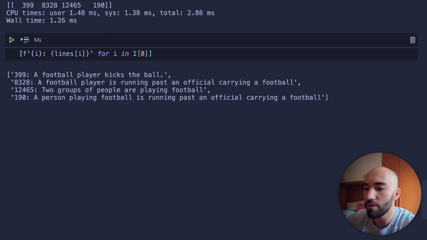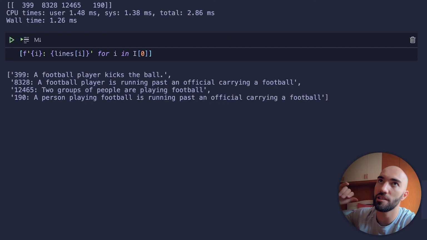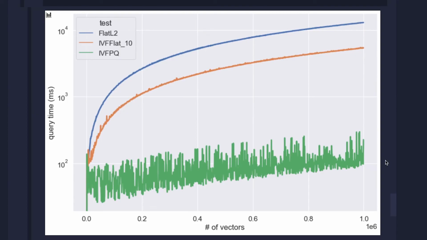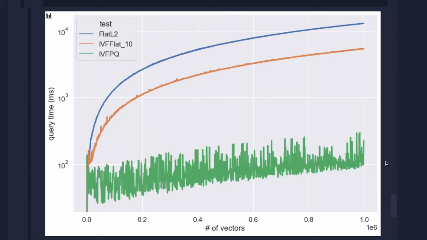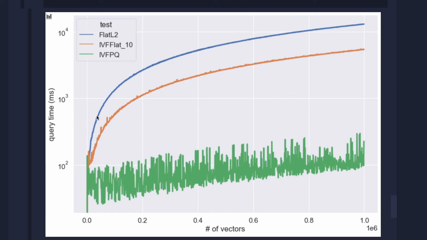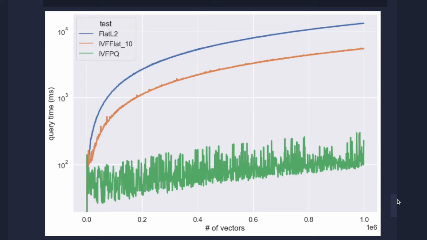Let's compare this to our previous two other methods, as we did before, with the graphs. So here is that final one. We have IVFPQ along the bottom. Yeah, it's a lot faster, right? And then we have IVF flat with an nprobe value of 10, much faster than L2, but still not quite as fast as PQ. And then we have flat L2 at the top, which is obviously much slower. And just be aware, on the left here, we have a log scale. So the differences are pretty significant when we get up to the 1 million mark.